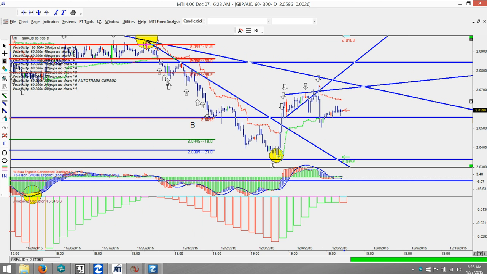Here's the big 500 pip target right here, 500 pips. This took 240 as well. It took 240, 500. The 100 pip target is right there. Because I have an ATM strategy that takes 100, 240, and 500 pips.